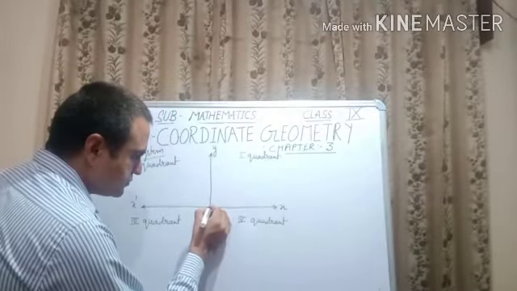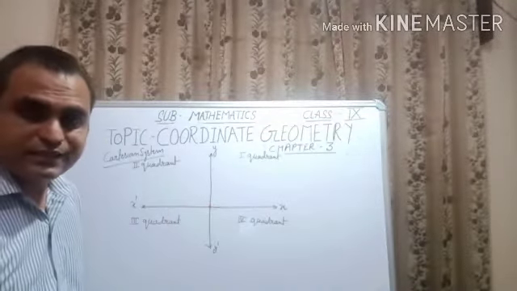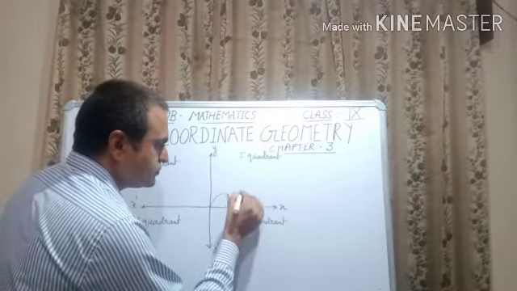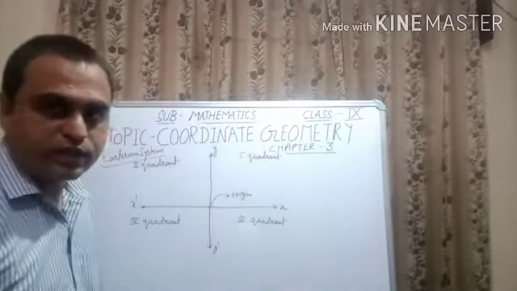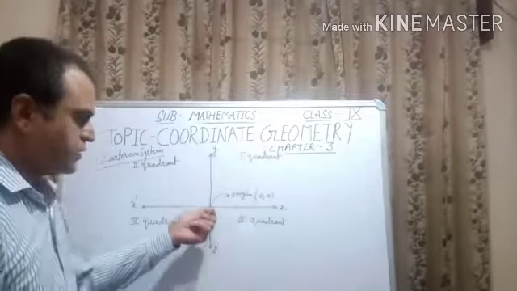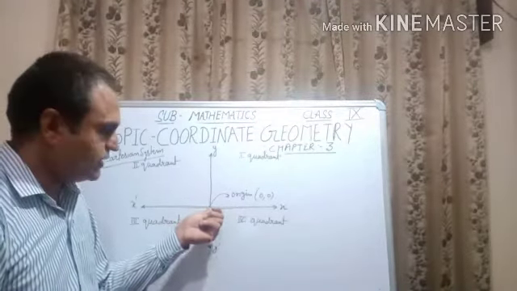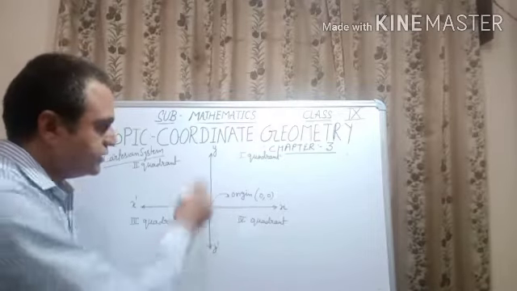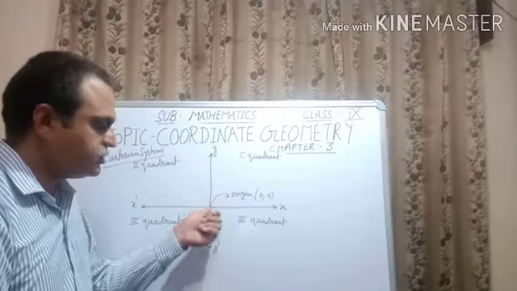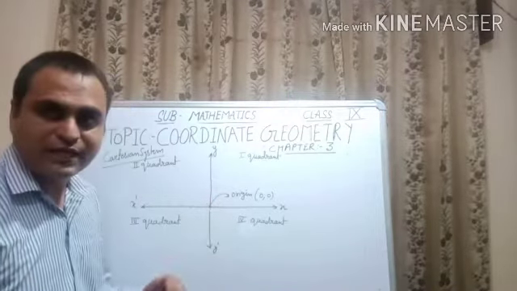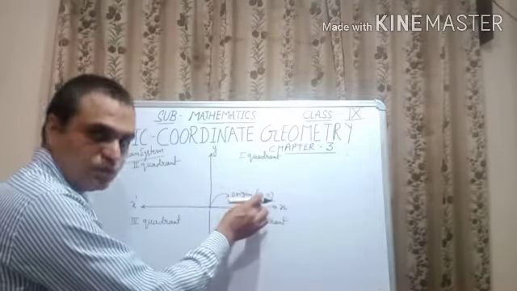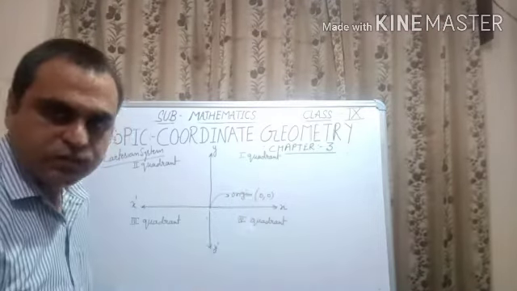The point where the two axes intersect each other is called the origin, and the coordinate of the origin is (0, 0). It means the value of x is 0 and the value of y is 0, and these two lines, horizontal and vertical, intersect each other at the point called the origin. Here the value of abscissa is 0 and the value of ordinate is also 0.